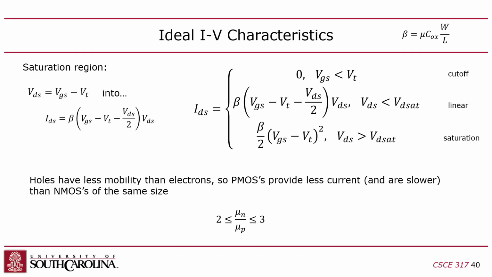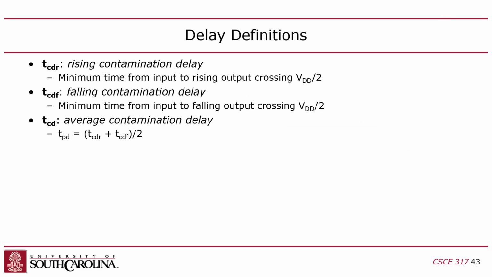But even in saturation mode, you still have that beta term, and remember, beta is width over length. Then once I start to get that output down closer to 0, I'll go into linear mode, and I'll basically stay in linear mode. And then my pull-up network will be in cutoff mode. Okay. So I can increase the width, right?